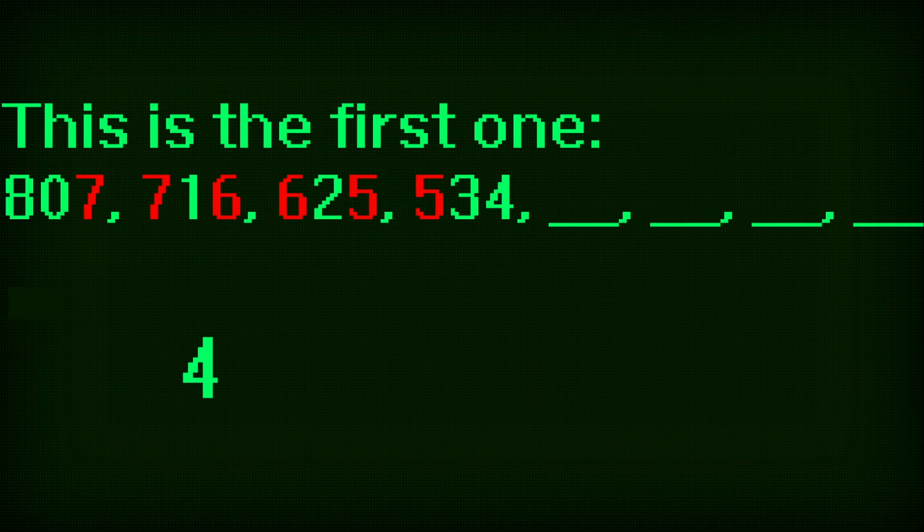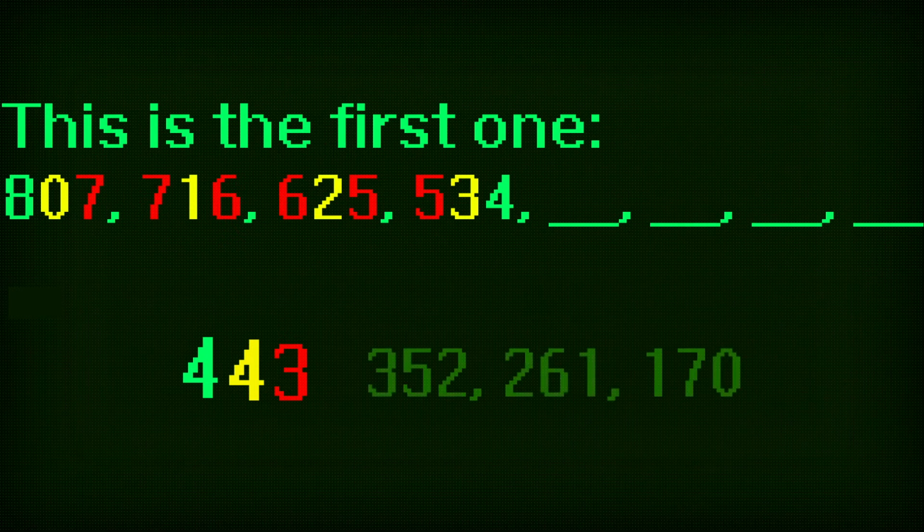Now let's look at the central digits of each of the numbers. We can see that they are being increased by 1 in each turn. It goes 0, 1, 2, 3, which means that the central digit of the next number is equal to 4. The last set of digits we need to take a look at are the last ones. They go as 7, 6, 5, and 4, which means that the last digit of the next number is equal to 3. By applying the same principle throughout, we can derive the following three numbers, 352, 261, and 170.